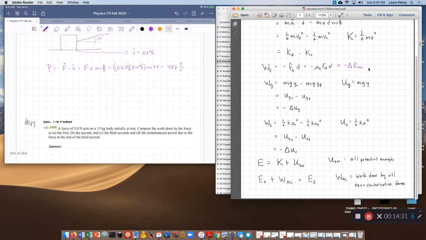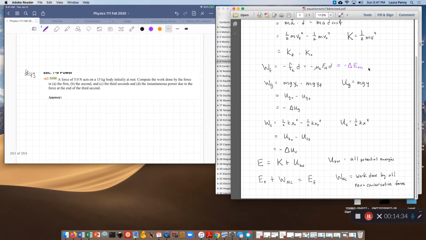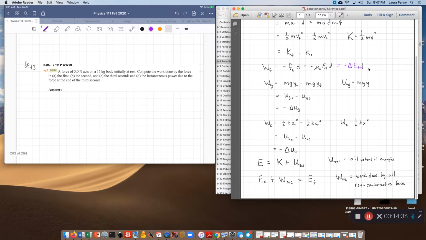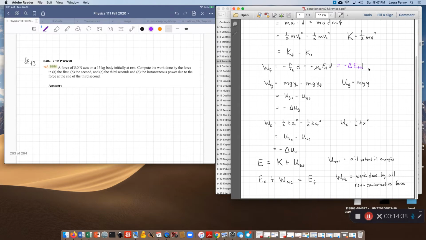So this force is delivering 487 joules every single second to this block. Okay, so we need to know the mass. 43 is a little more complicated just because it wants to know the average powers. So compute the work done by the force in the first, second, and third seconds. Those are the average powers. So we want to know the work in the first second over 1 second, right? That's how much time has gone by.